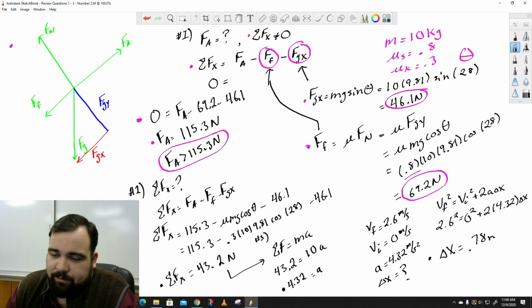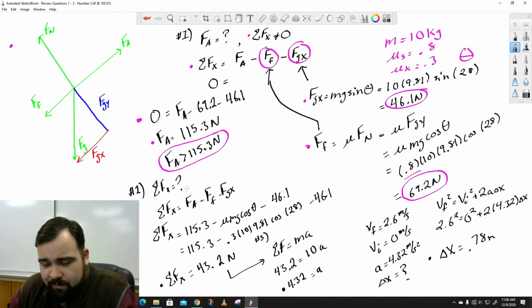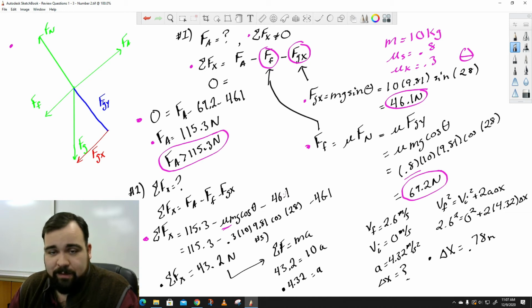So we're going to go with our F net x equation again. This time it's not 0 because the thing is accelerating. We need to figure out what it is. So our F net x is going to be, again, FA minus FF minus FGX, same forces acting, in the same directions. This time we know what FA is, our 115.3. We can solve for the force of friction again, using our different mu value. And FGX is going to be the same, right? Because it's still the same gravity, still the same mass, still the same slope of the surface.